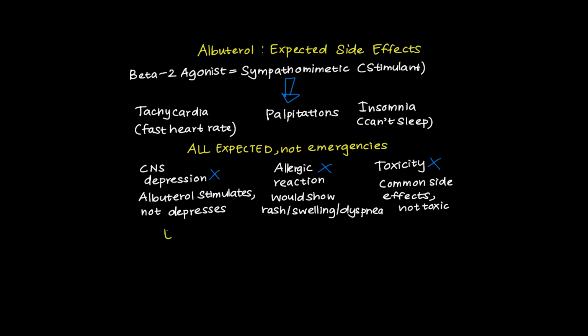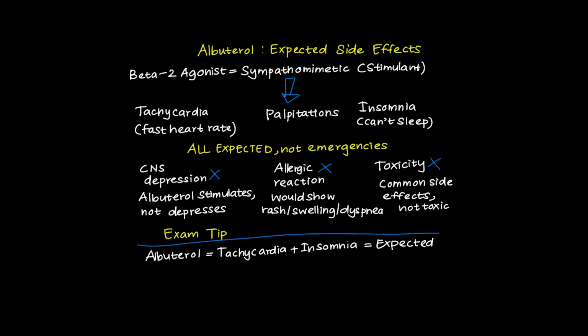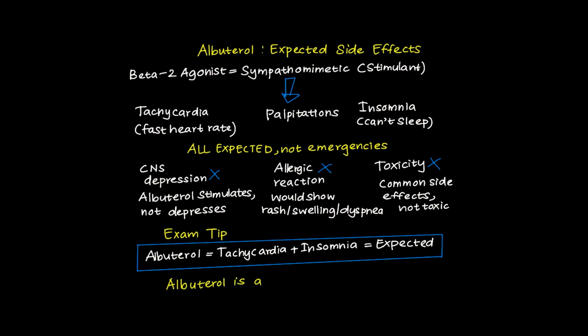Here is a WGU D441 OA exam tip for you. Albuterol side effects questions test whether you know that tachycardia and insomnia are expected from beta-2 stimulation, not emergencies. Quick recall hook: Albuterol is a stimulant. Fast heart and wide awake are normal side effects.